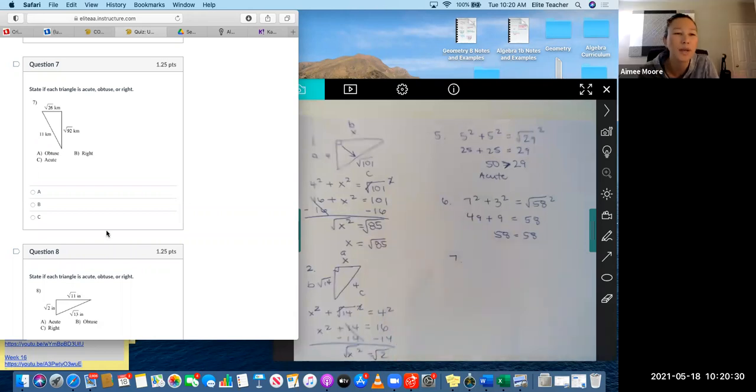Because the square root of 26, that's pretty close to the square root of 25, which would be about 5. And then the square root of 92, that's a little less than the square root of 100. So we know that's 9 point something, which means that 11 is our longest side, which makes it our hypotenuse.